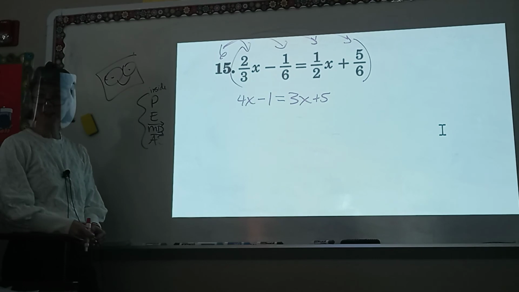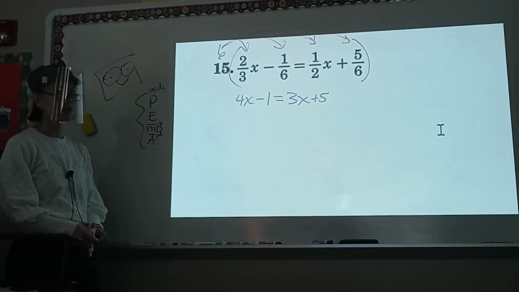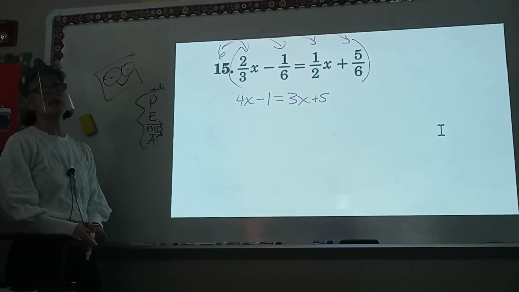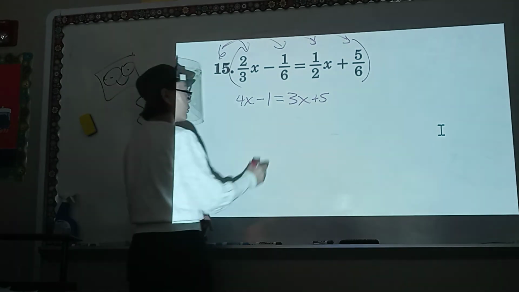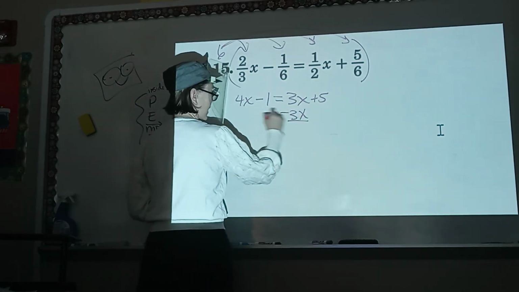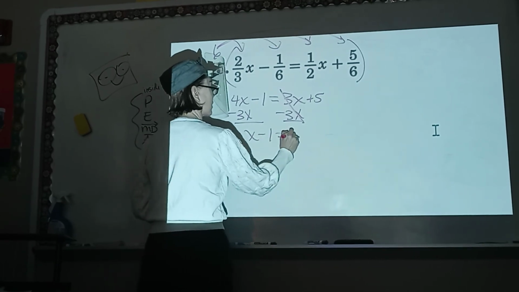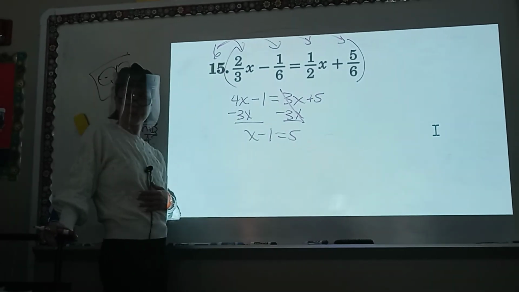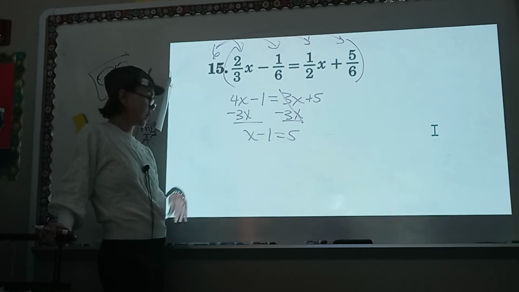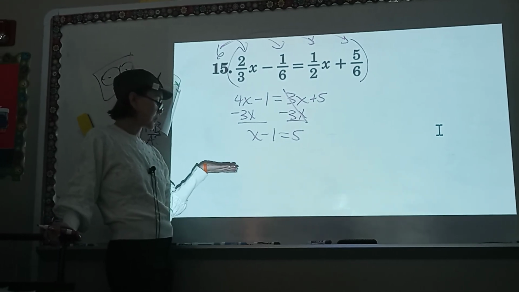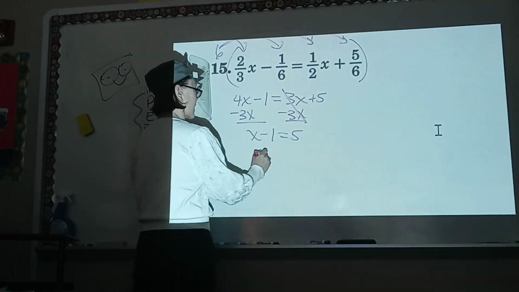Do we have a combined like terms opportunity? No. Do we have variables on both sides? Yes. Can we have variables on both sides? No. So I'm going to subtract 3x because, guys, that's going to give me a positive result. Here, have we solved for x? No. So add 1 to both sides, x equals 6.